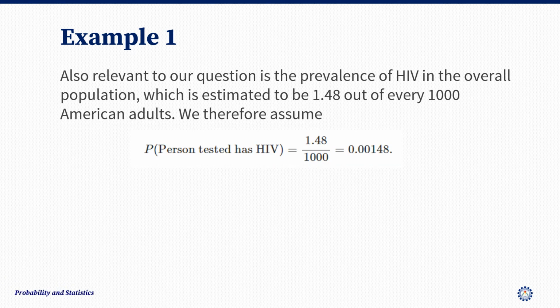Also relevant to our question is the prevalence of HIV in the overall population, which is estimated to be 1.48 out of every 1,000 American adults. We therefore assume that the probability that the person tested has HIV equals 1.48 over 1,000, which equals 0.00148. Note that the above numbers are estimates. For our purpose, however, we will treat them as if they were exact, okay?